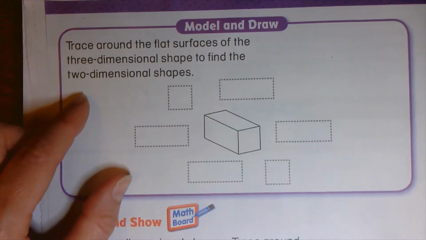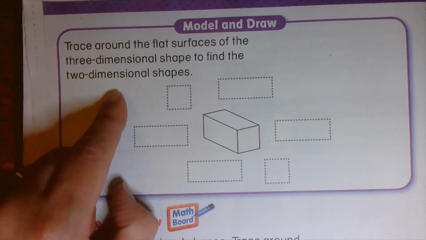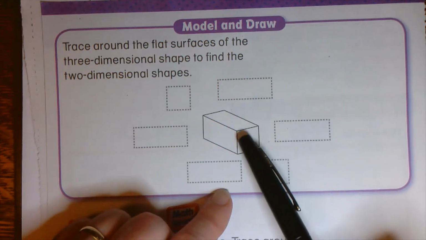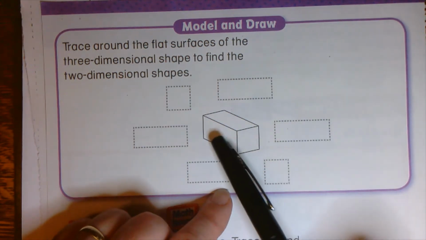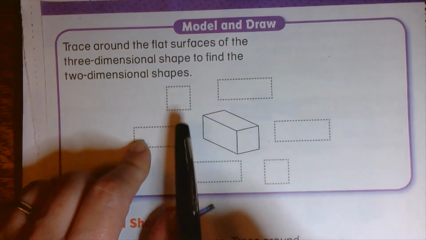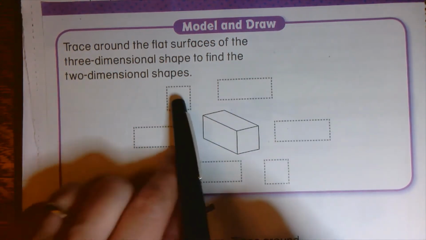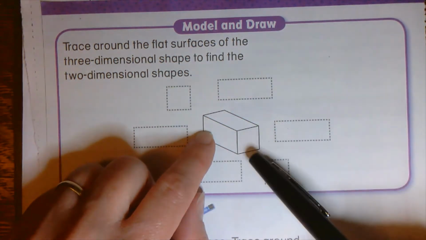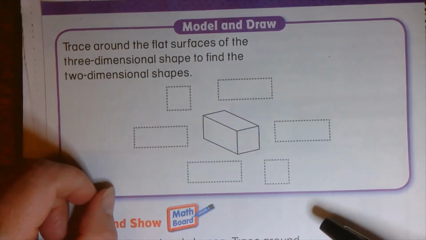All right, model and draw. Trace around the flat surfaces of the three-dimensional shape to find the two-dimensional shapes. Do you see how they did that with this rectangular prism? Here's this end right here. Here's this side traced to get right there. Here's this side traced right here. This back end is right there. This side over here that we can't see is right there. And then the bottom side is right there.